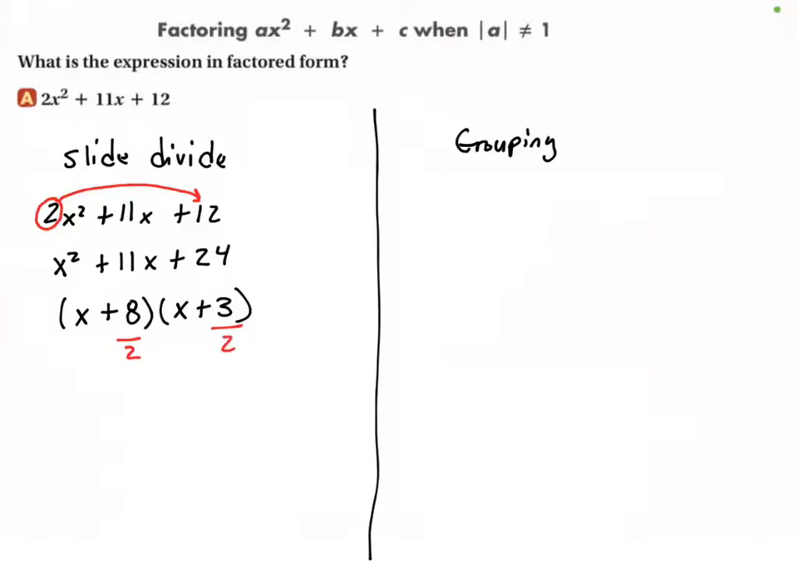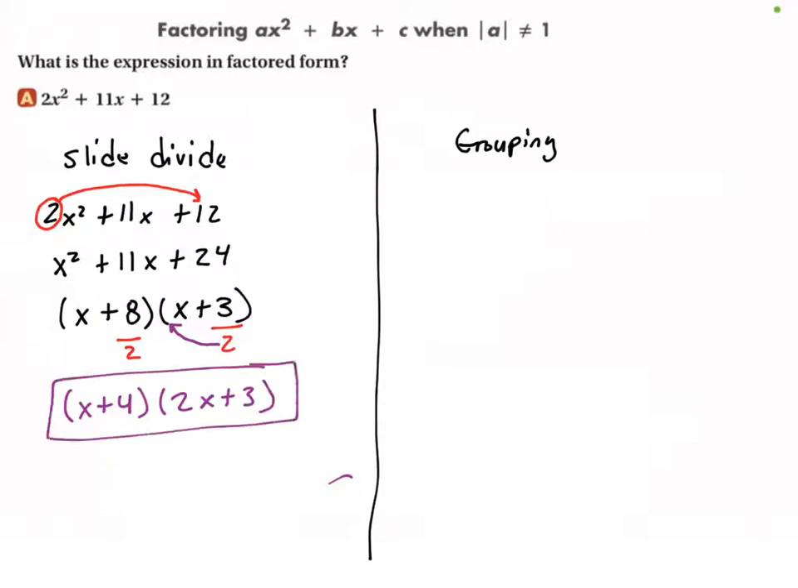And if it divides, you go ahead and divide it evenly. So this would be x plus 4. If it does not divide evenly, you're going to slide it back out in front, or what they call bottoms up. So this becomes 2x plus 3. And so here's your factored form. So that's slide divide factoring.